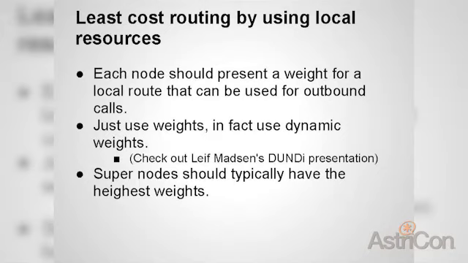Each node should present a weight for a local route that can be used for outbound calls. So if it's a local area number, I'm going to present a low weight so that when I respond, other nodes attempt that node first. You really want to use weights like that. In fact, you can use dynamic weights. Check out Leif Madsen's DUNDi presentation on that. It's pretty awesome. It describes how to use a function to respond with a weight statement that will be used throughout the mesh network.